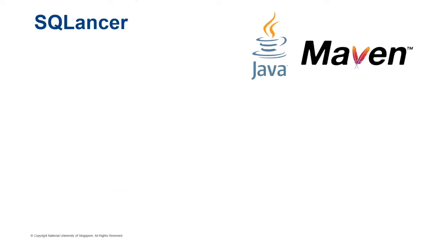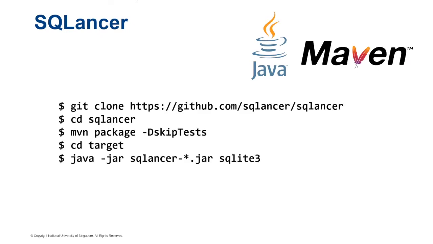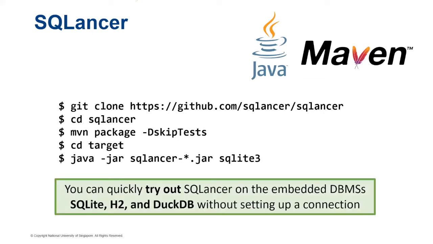So I hope at this time of the talk, you're already quite excited about trying SQLancer. It's actually quite easy to run it. So you can basically clone it from GitHub. It's written in Java and uses Maven, so you can use Maven package to build it. And then if you're interested in quickly trying it out, then I would suggest that you use an embedded database system, because there actually the database system is already contained in the database driver. So you don't need to set up any external kind of database system.